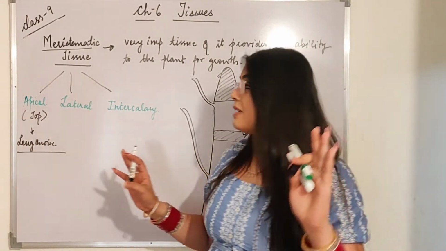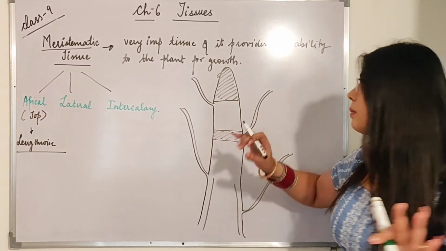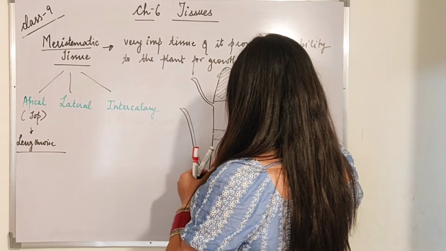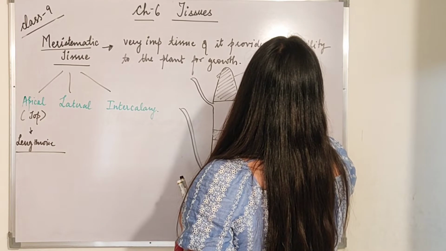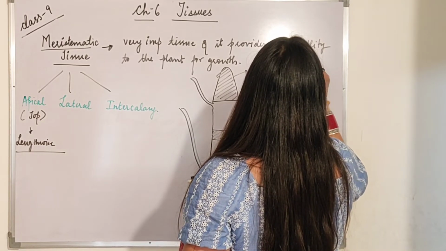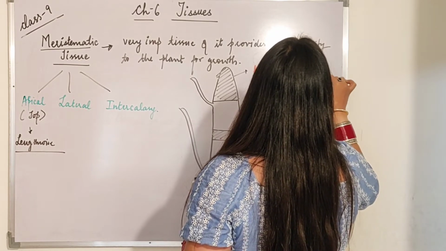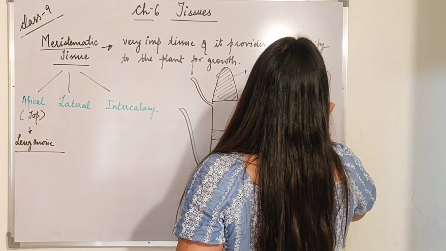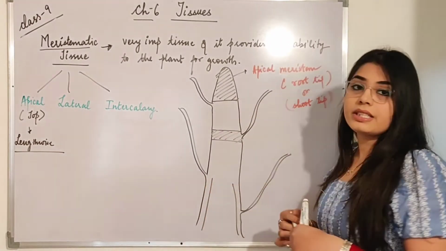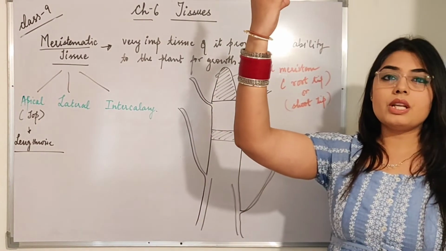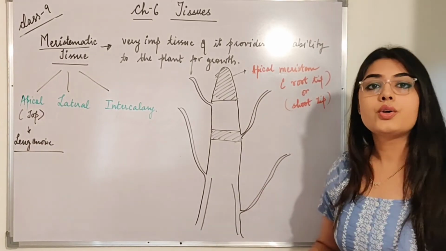Got it? So now I will be telling you in detail with the help of this diagram. So apical meristem is present on the top. This is the apical meristem. So beta, apical meristem can be present on the root tip or on the shoot tip. Because obviously the growth can be done in the upward direction through the shoot, and in the downward direction through the roots. So it can be present on the shoot tip or the root tip.